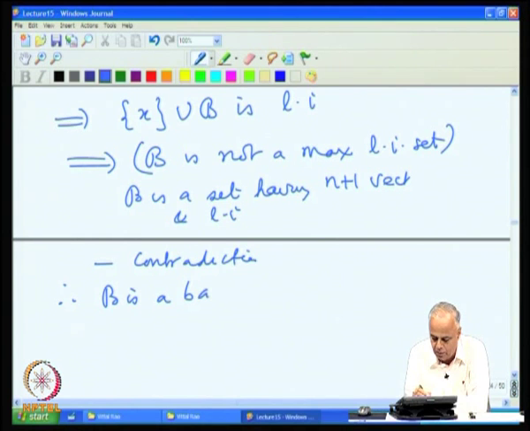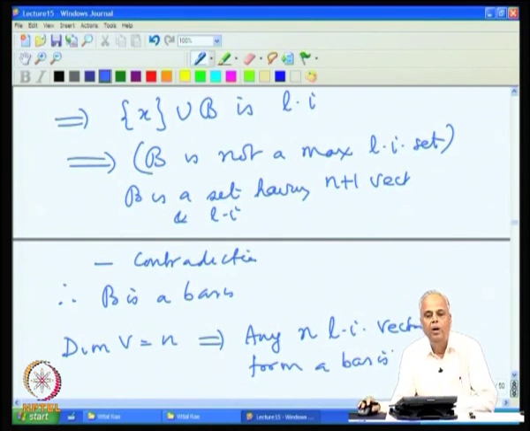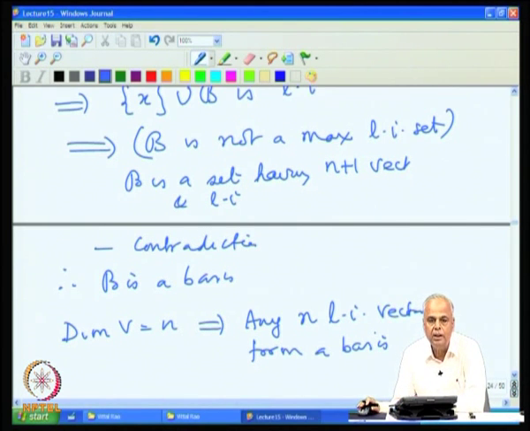So, what is the conclusion? Dimension of V equal to n implies any n linearly independent vectors form a basis. In an n dimensional space, any n linearly independent vectors form a basis. We shall see how we sample vectors using a basis in the next lecture.